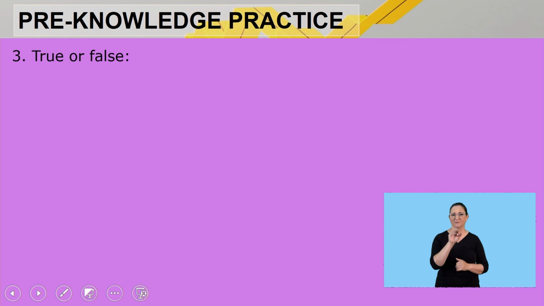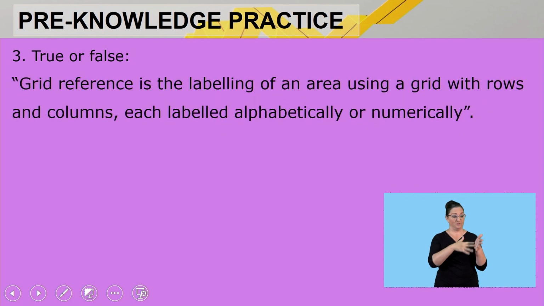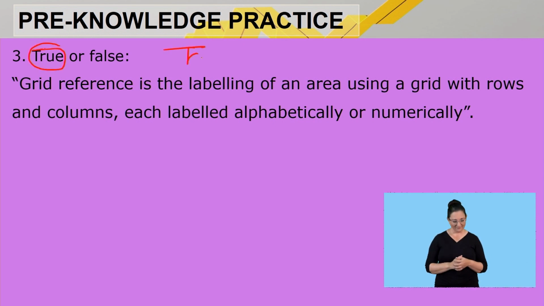Now at question number 3, we would like to know whether the following statement is true or false. Let's see what we are saying here. Grid reference is the labeling of an area using a grid with rows and columns, each labeled alphabetically or numerically. Now, if you've listened to me carefully, I've indicated that that's exactly what grid reference is all about. So in this case, our answer will be true.